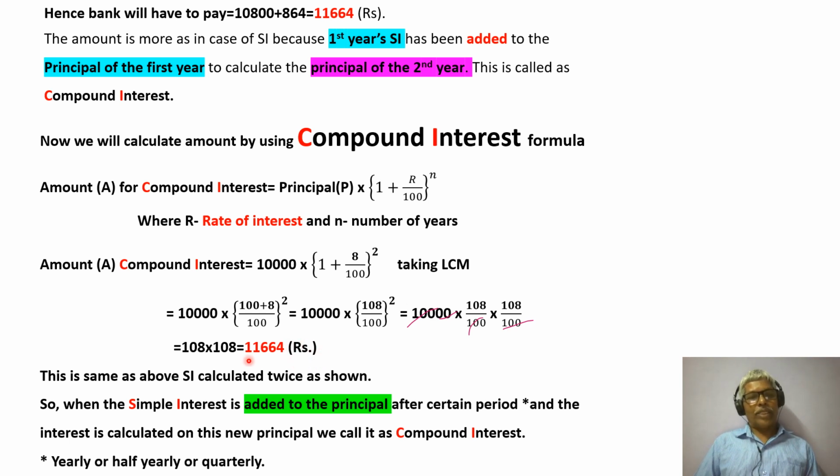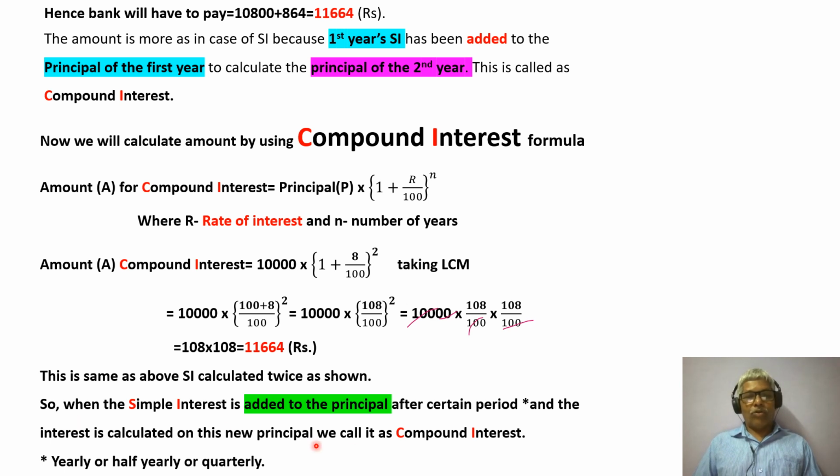Now you can see this and this quantity, it is same. We have calculated this by this formula and this by the definition. Okay, both are same, the formula is also correct. So this is same as simple interest calculated twice as shown.